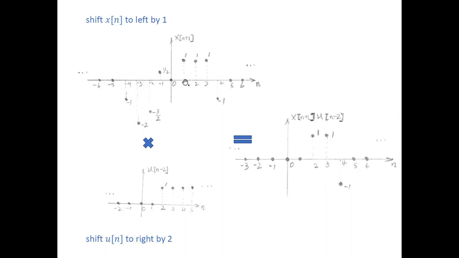Then if we multiply these two signals pointwise over time, for n larger than or equal to 2, x[n+1] just keeps the same value because it is multiplied with 1 and does not change. If you look at x[n+1] starting from n equals 2, it reads 1, 1, minus 1, 0, 0. So we just copy it: 1, 1, minus 1, 0, 0, and so on. But for n less than or equal to 1, whatever x[n+1] is, it is multiplied with 0. The result is also 0. So to the left of n equals 2, the result is just 0 everywhere.